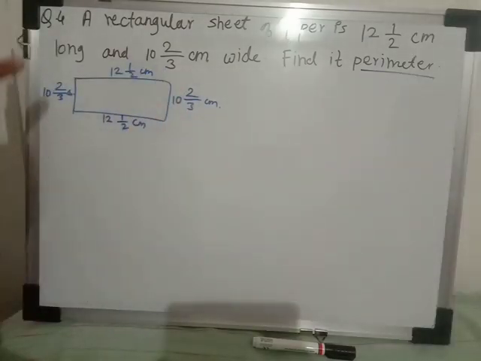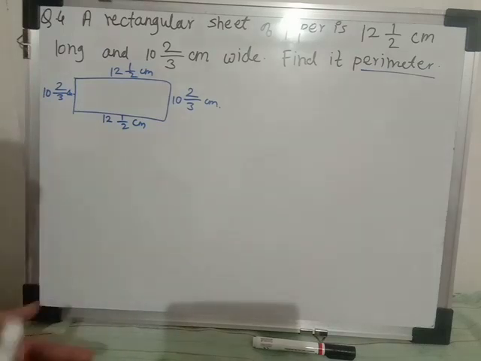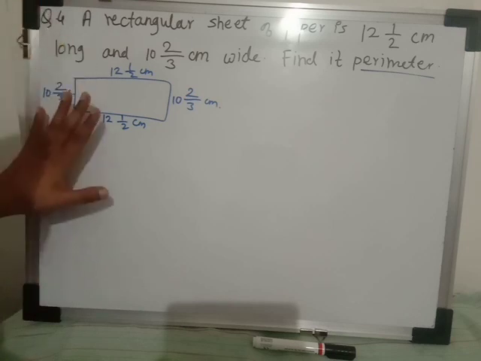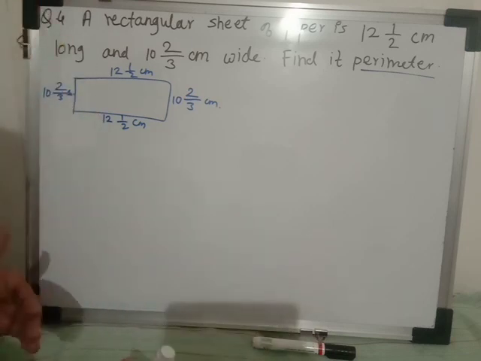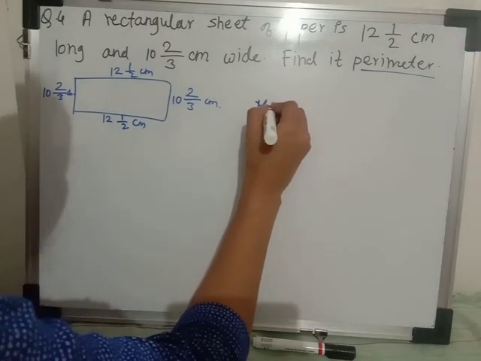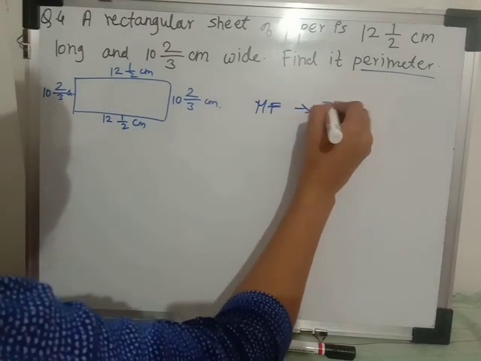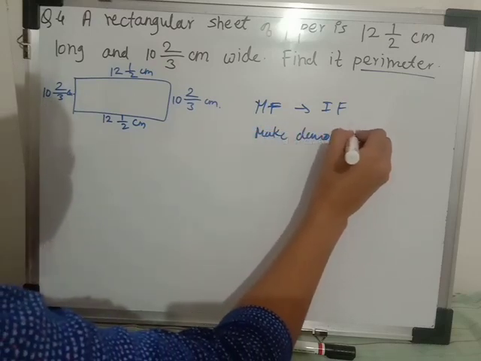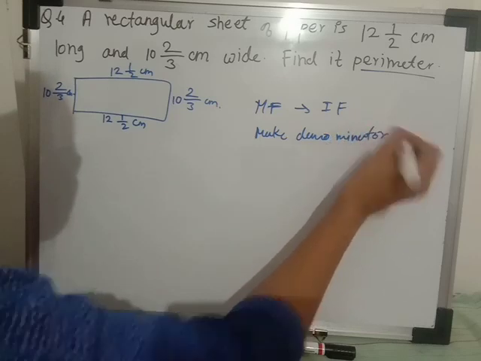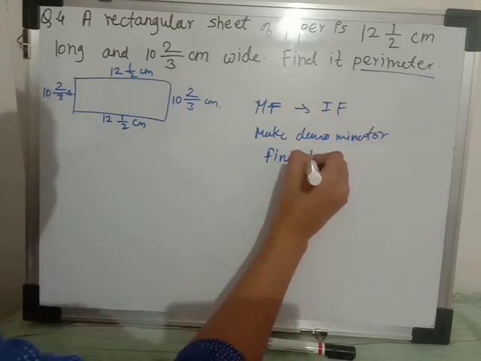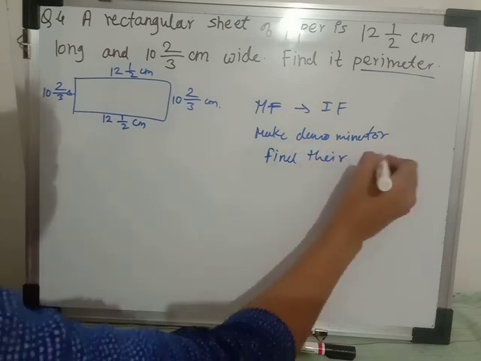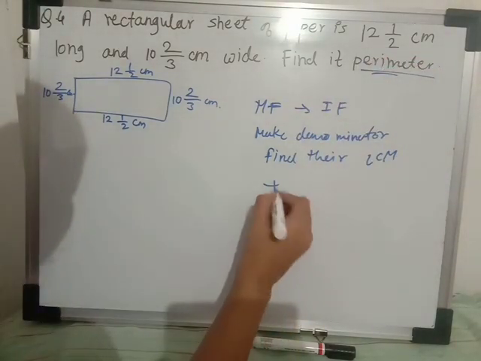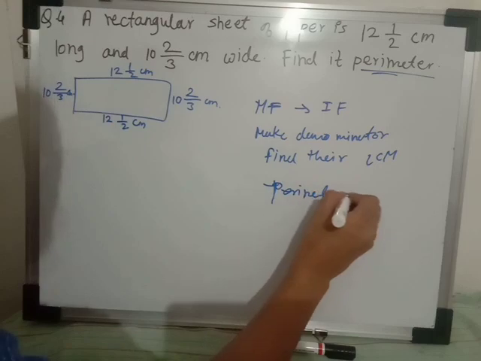Now to do the addition, all the sides are in the form of mixed fractions. So what we have to do? We have to first convert the mixed fractions into improper fractions, then make their denominators equal. How? By finding their LCM. Then we add, and then we find the perimeter. So let's find out how to do it.